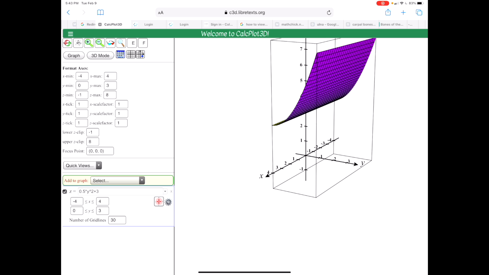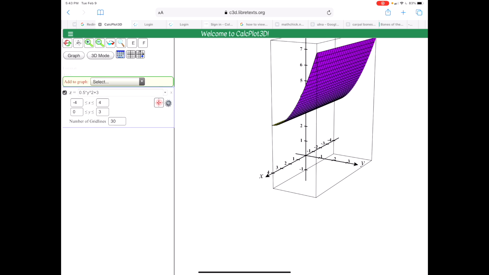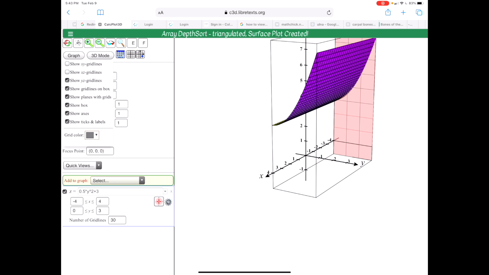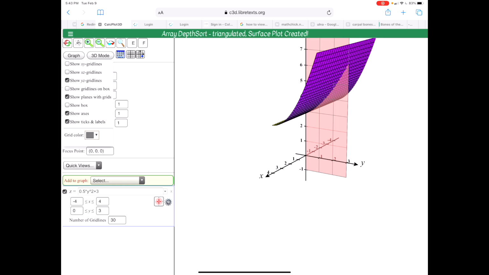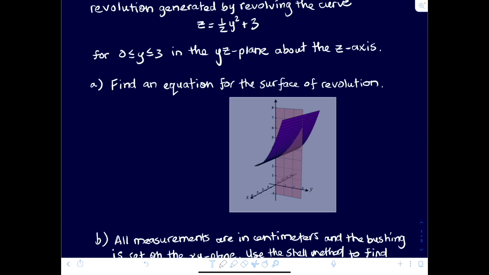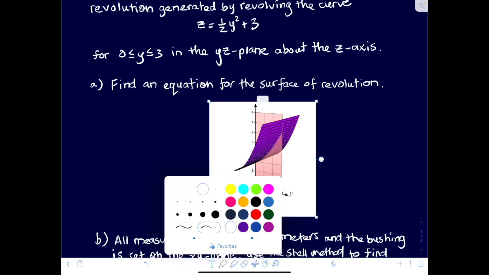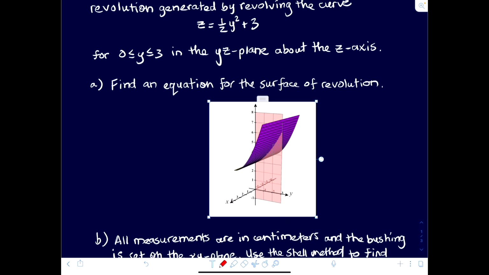We can go ahead and take a look at the grid lines. So why don't we show the YZ grid lines, and let's take off the box. Sometimes the box can get a little bit distracting. We want to show those axes and ticks and labels, and the grid color is fine. So I think we're good to go. So this is what the graph will look like before revolving about the axis.